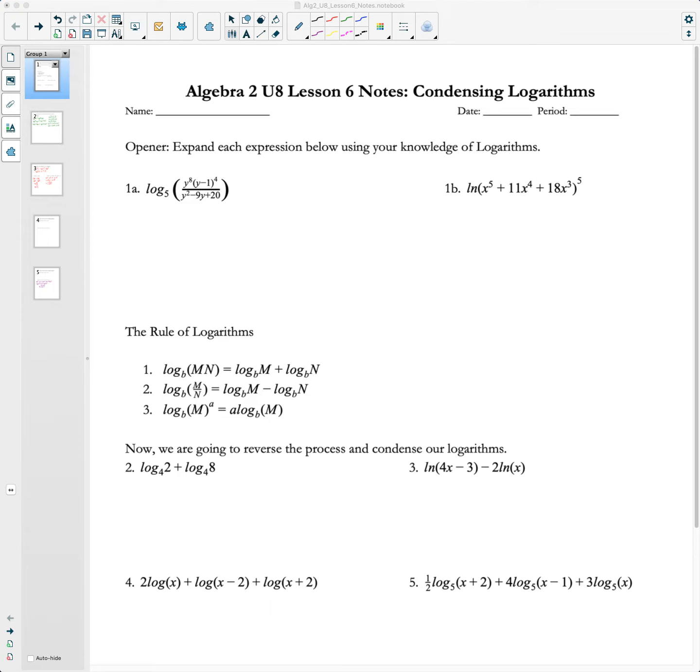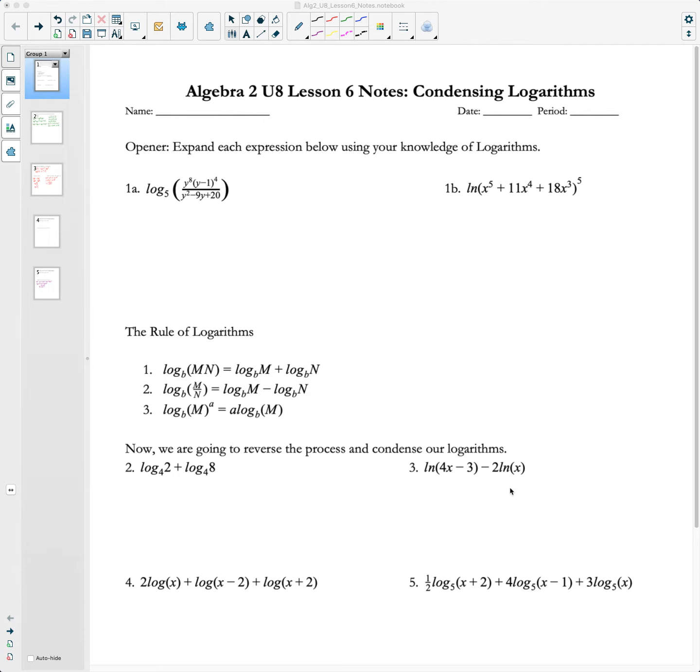All right, so the good news about today is we're really going to just reuse those same properties that we talked about in the last lesson, but now we're going to reverse the process. So instead of expanding, we're going to condense. To jog your memory, we have a couple of warm-up problems, 1A and 1B at the top of our note sheet, which are expanding logarithms. Give 1A and 1B a shot, pause the video, come back on, check your work, and we'll see what you remember.